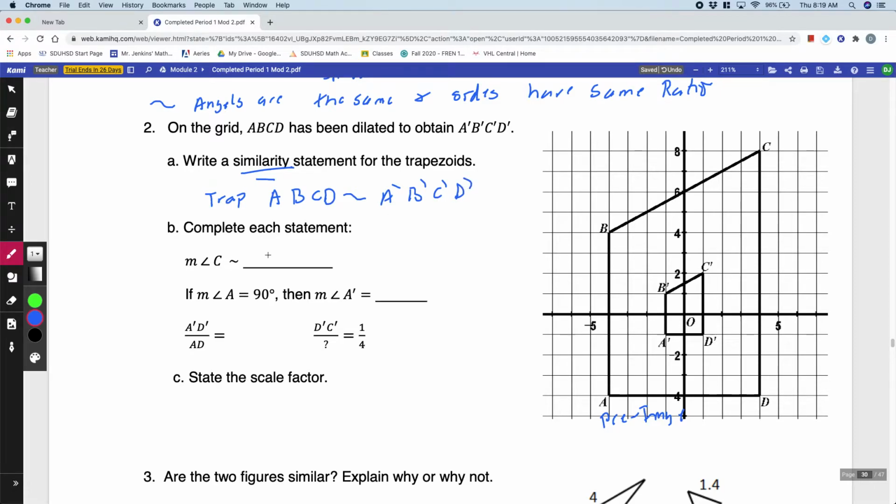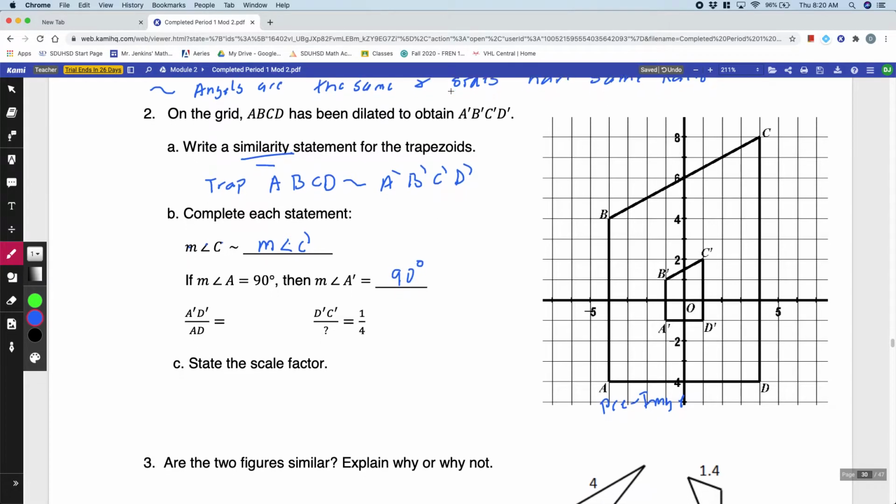So let's complete this statement, guys. Measurement of angle C, well, what is that going to be similar to? You just write the corresponding angle. It will be similar to the measurement of angle C prime. I'm not sure if you learned this in 7th grade. This just stands for the measurement of angle C is similar to the measurement of angle C prime. Now it says if the measurement of angle A is 90 degrees, well, what must the measurement of angle A prime be? Well, angles are the same for corresponding angles and sides, so this would also be 90 degrees.